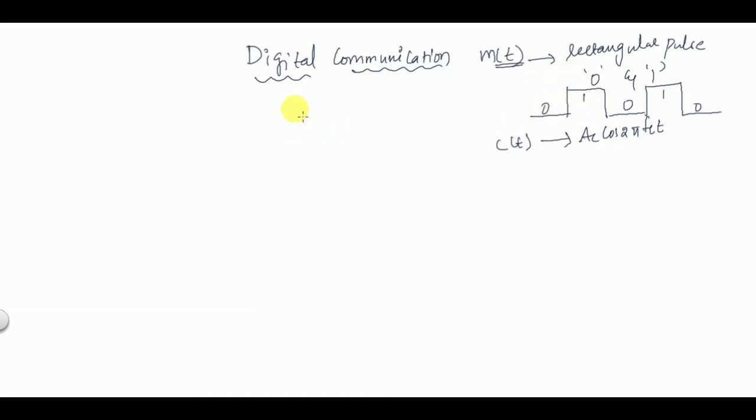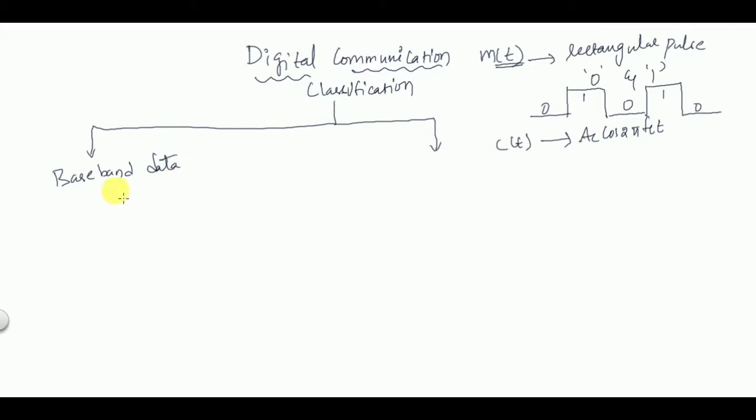Okay, so first is the classification of digital communication. Digital communication is majorly classified into two types. One is baseband data transmission, and second is bandpass data transmission. So these are the two types which you have in digital communication.